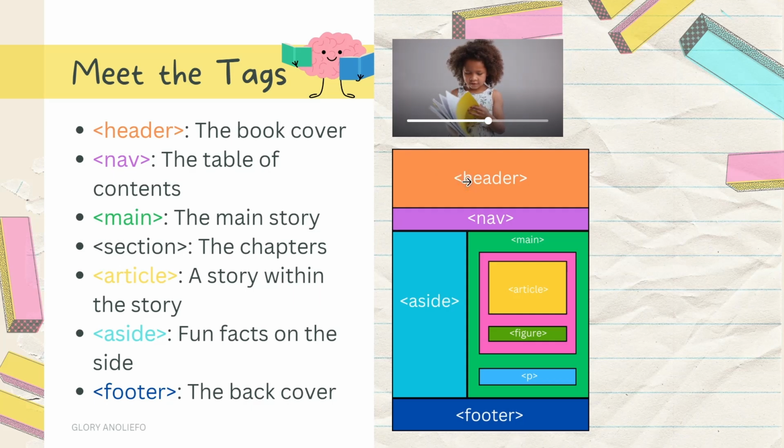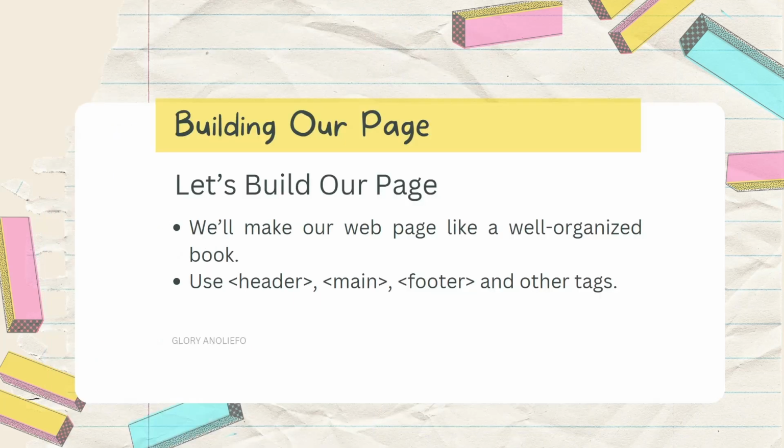So we would still want to explore some differences between non-semantic and semantic HTML. So let's go to building our page. We'll make our web page like a well-organized book. When we go ahead and code, you're going to see some differences between non-semantic and semantic, and you'll see how it's better to write semantically so that things are well organized.